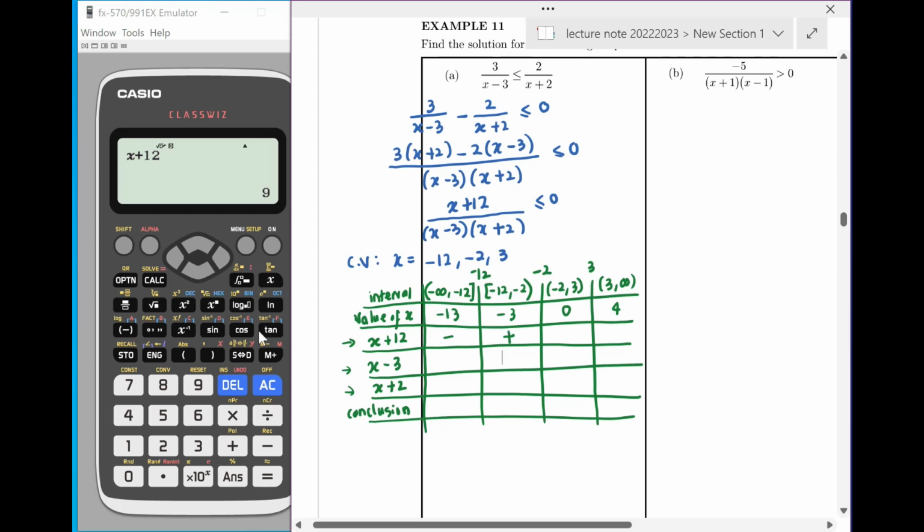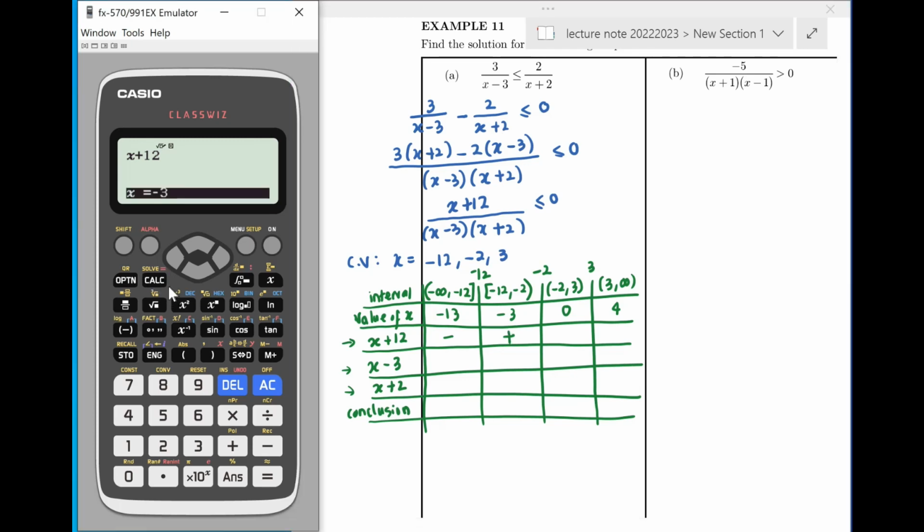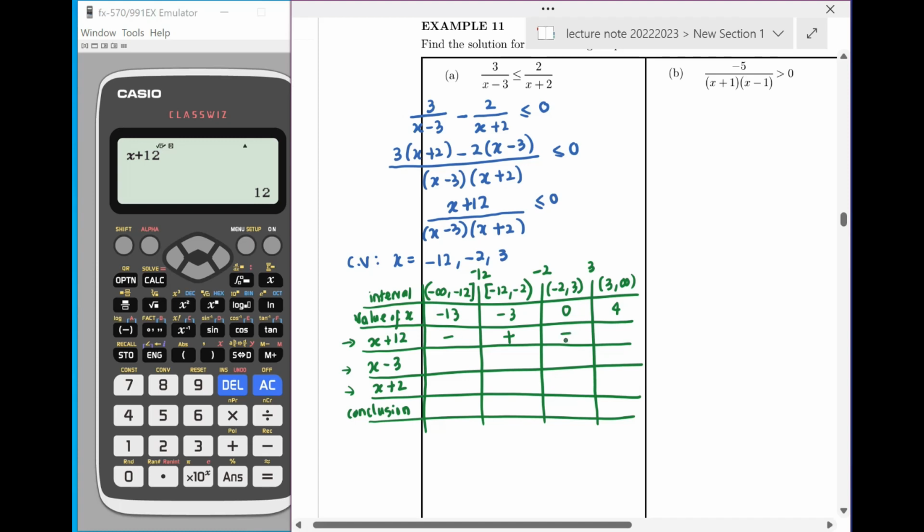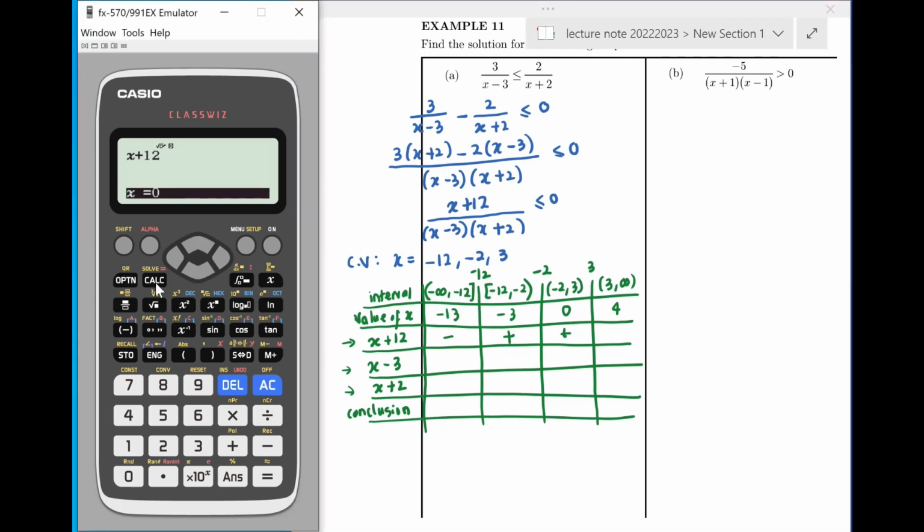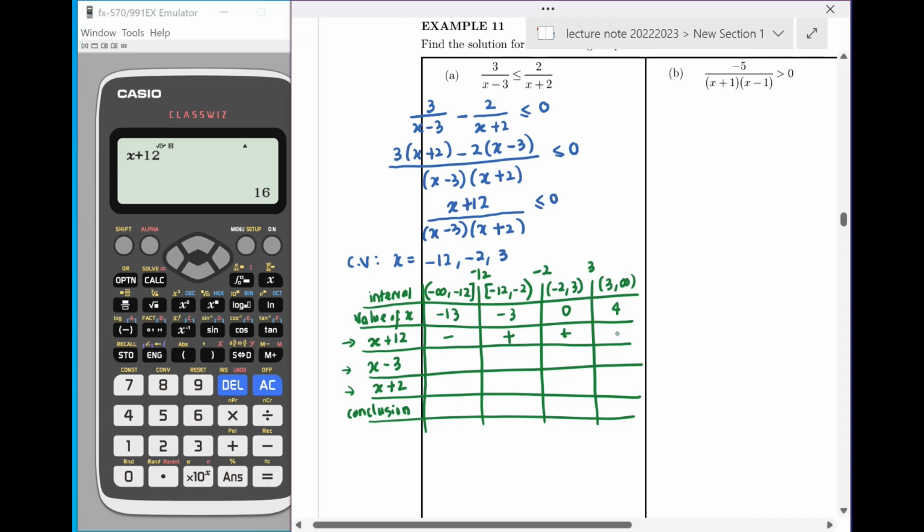Okay, then next is 0. So we calculate 0. We get a positive sign. So put here positive. Okay, so the last one is 4. So we calculate 4. We also get a positive sign. Okay, so positive here. So we'll do the same for x minus 3 and x plus 2.